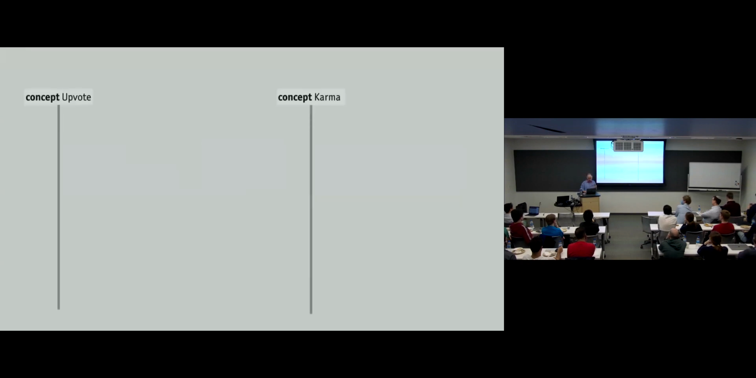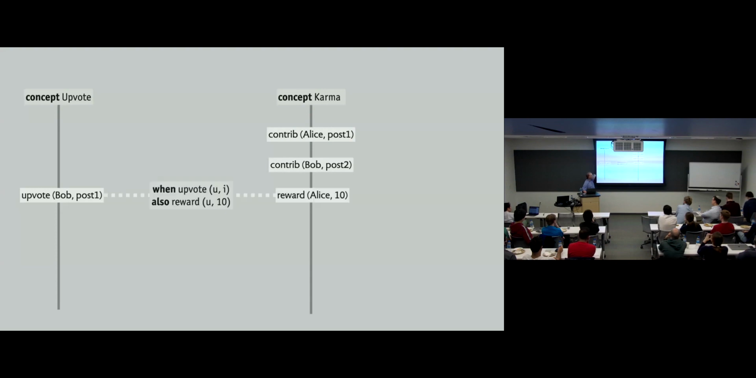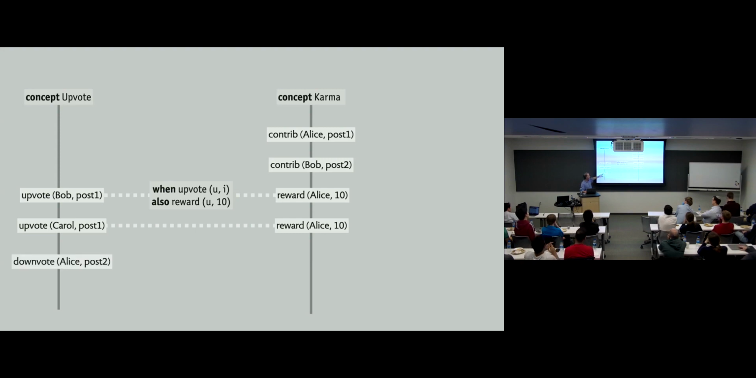And so the way this would work in practice is, let's suppose, Alice contributes a post, Bob contributes a post, and then Bob upvotes Alice's post, right? The consequence of that, because of this synchronization, is now that Alice must get a reward. And now if Carol upvotes Alice's post as well, she gets another reward. And now Alice can be mean and downvote Bob's post because she has enough karma points to do that.